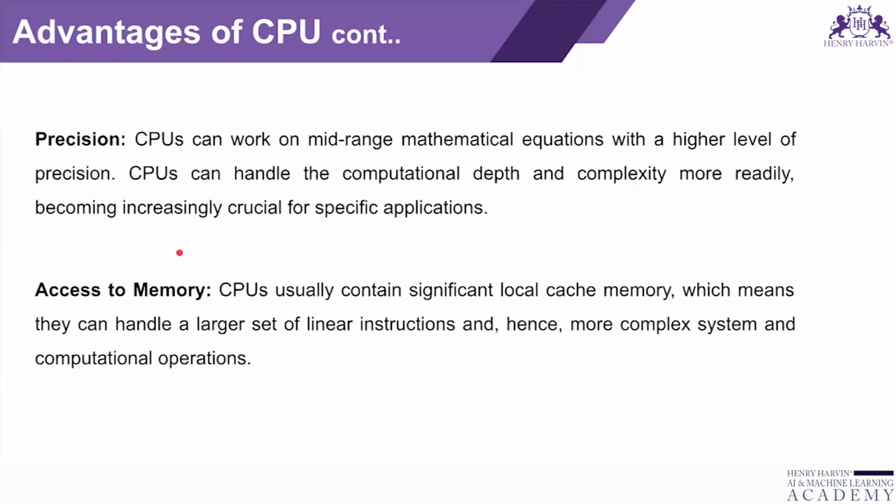So in precision level, the CPU can work on mid-range mathematical equations with a higher level of precision. Okay, because if we want to do some programming, the program is written in a human-level language, that means Python, C, C++. It will convert it by some instructions. Instructions will convert it into bits, a combination of 0 1, and then those bits are processed by the CPU. Okay, so the CPU is more precise than the GPU.